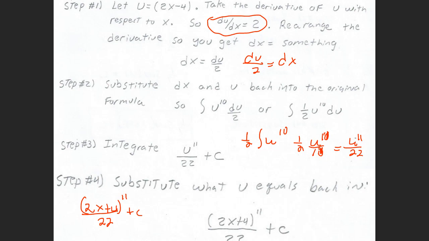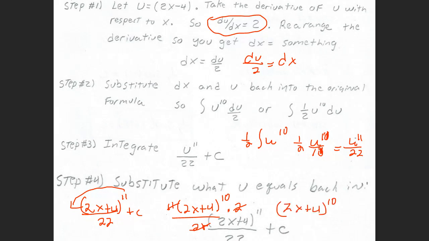So if I bring the 11 down, leave the middle alone, 2x plus 4 to the 10th power, times the derivative of the middle, which is 2. So now I have 11 times 2, which is 22 on top, 22 on bottom. So I end up with 2x plus 4 to the 10th power. So I do end up with what I started with.